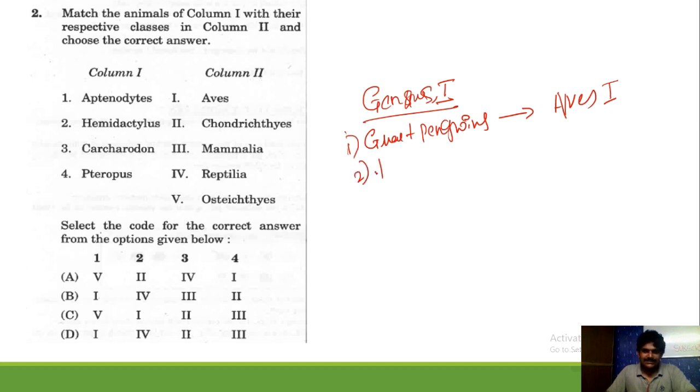the next one is Hemidactylus. So these Hemidactylus are the geckos, like the house gecko. House gecko is nothing but the halli. Halli, we call it in Kannada.